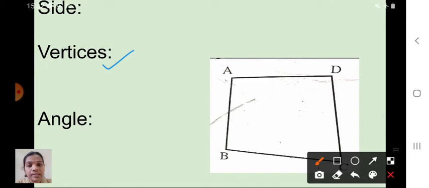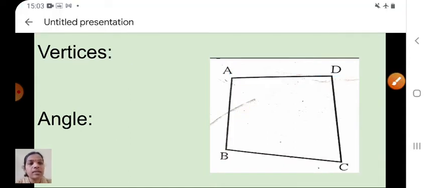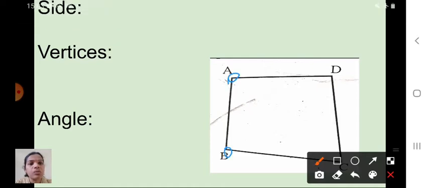Vertices means, as I already told in the previous chapter, the point where two lines meet. See here, this is one line and this is another line. These two lines meet at this point, so that is called a vertex. How many vertices are there? 1, 2, 3, 4. That means point A, point B, point C and point D are the vertices of this quadrilateral. Next one is angle.